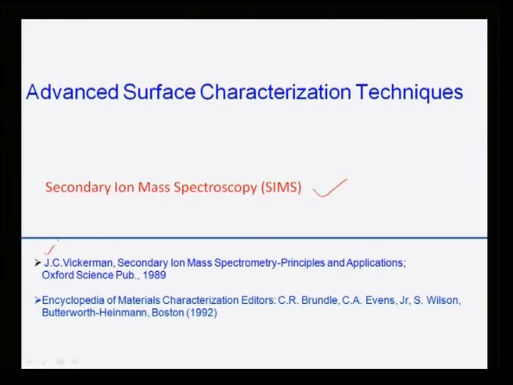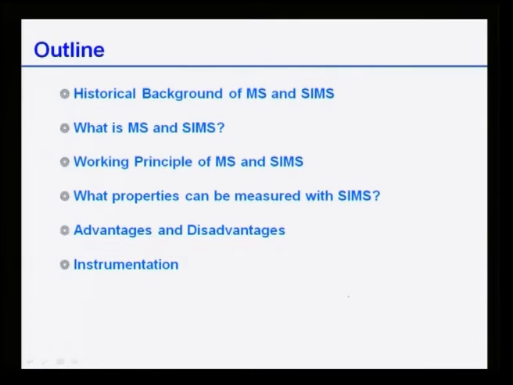The most important books on which literature is available, I have listed at the bottom. The first one is by J.C. Vickerman. The second one is the Encyclopedia of Materials Characterization, edited by Brundle, Evans and Wilson. These two books are easily available in different libraries, so you can have access.